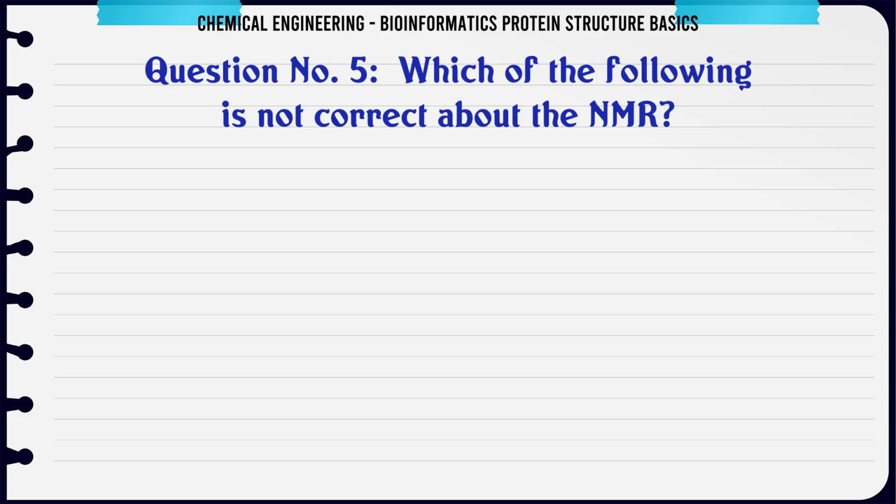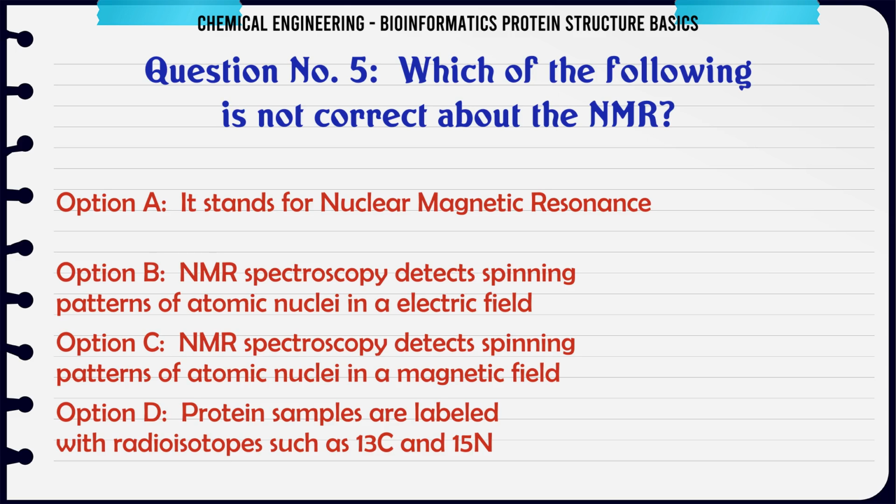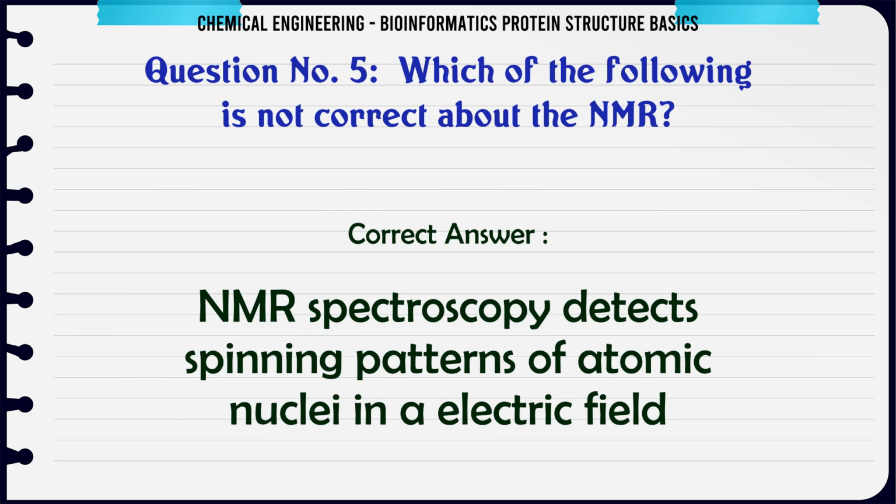Which of the following is not correct about the NMR? A. It stands for nuclear magnetic resonance. B. NMR spectroscopy detects spinning patterns of atomic nuclei in an electric field. C. NMR spectroscopy detects spinning patterns of atomic nuclei in a magnetic field. D. Protein samples are labeled with radioisotopes such as 13C and 15N. The correct answer is: NMR spectroscopy detects spinning patterns of atomic nuclei in an electric field.